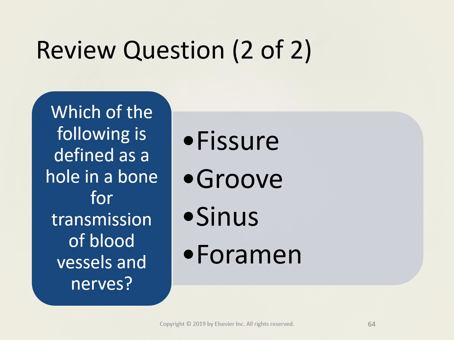Which of the following is defined as a hole in a bone for transmission of blood vessels and nerves? Is that a fissure, a groove, a sinus, or a foramen? It's kind of like low budget Jeopardy here. We have some lovely parting gifts for those of you that come in second place. It is a foramen.